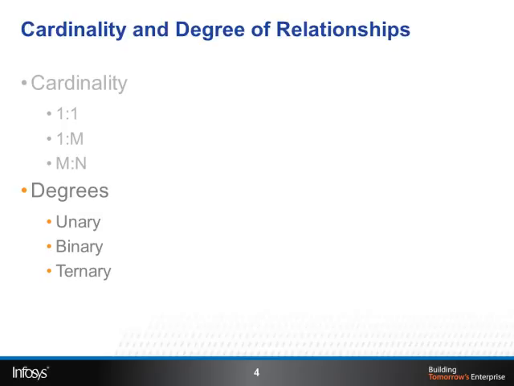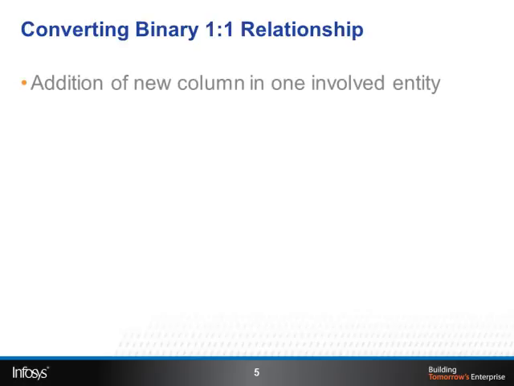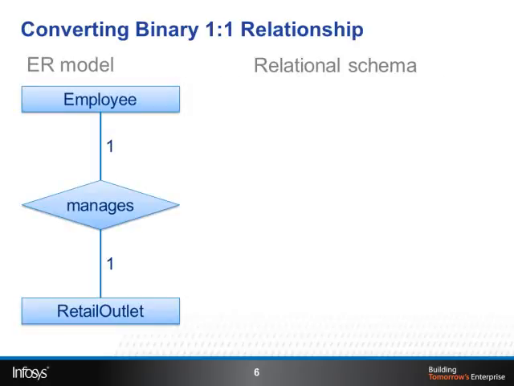ternary. When converting a binary relationship of cardinality 1:1, a new column is added in one of the involved entity. The column references the primary key of the other entity. Consider the scenario: employee manages retail outlet. The entity employee is related to entity retail outlet via a 1:1 relationship manages.